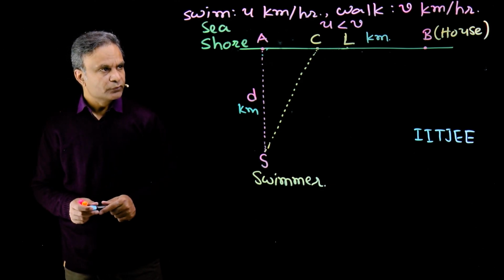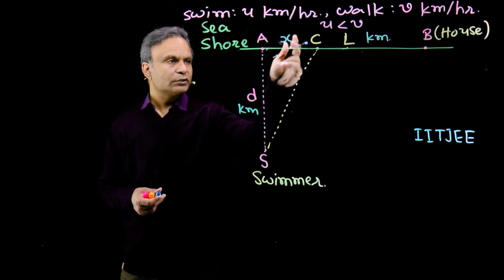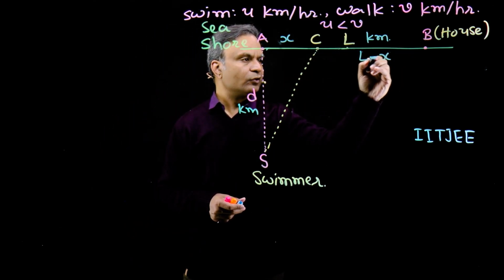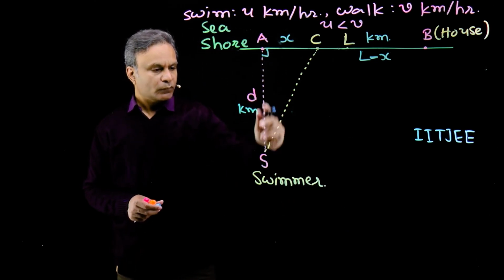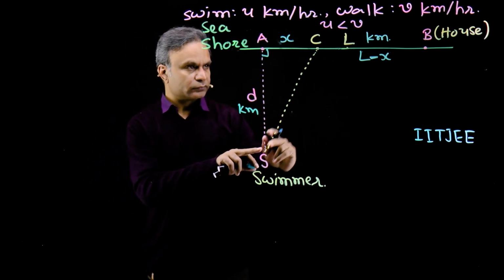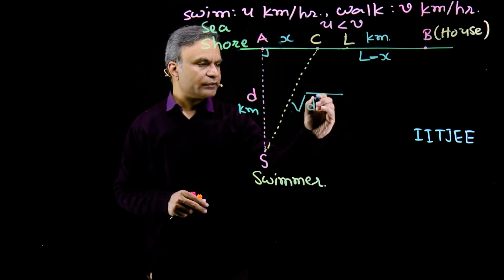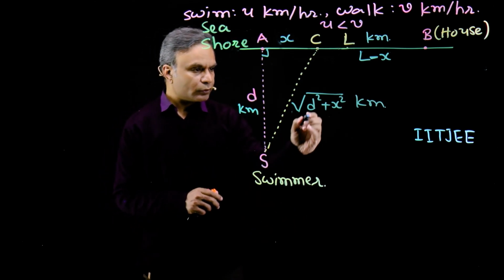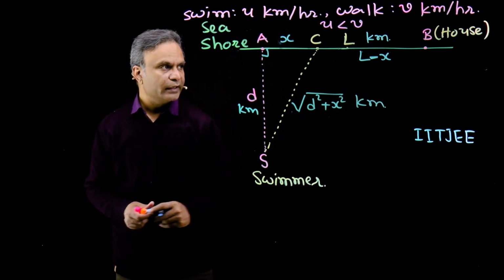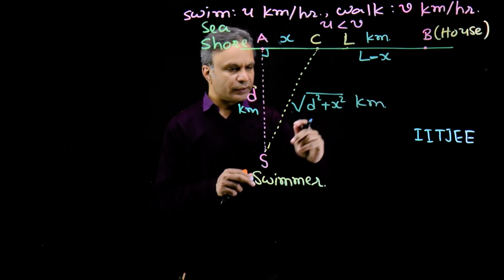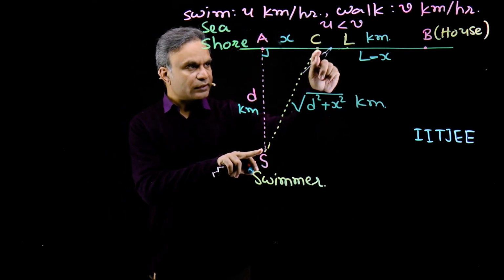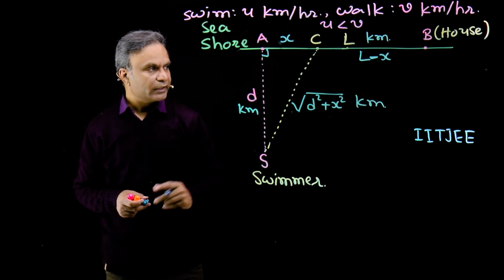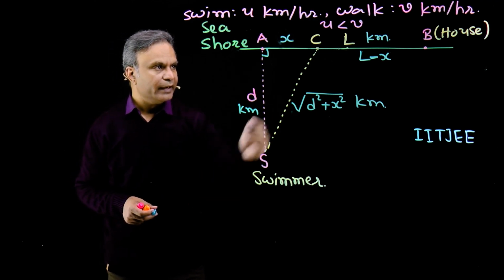Now point C is variable, so we introduce a variable here. Suppose this is x kilometers, then CB will be L minus x kilometers. Now from this right angle triangle, this distance will be root of d square plus x square kilometers. That means he swims root d square plus x square kilometers and walks L minus x kilometers. Now we have to find the least time in which he can reach his home if he lands here.